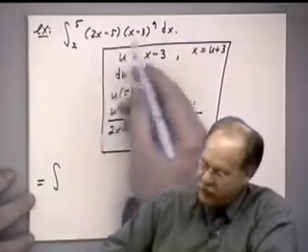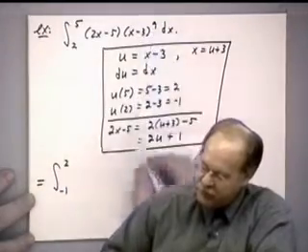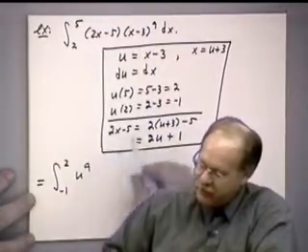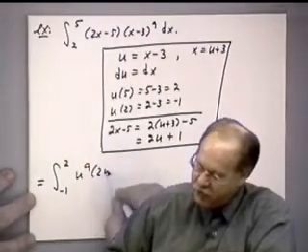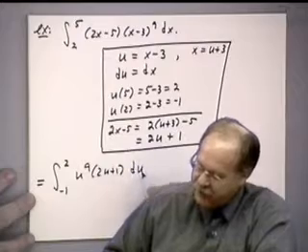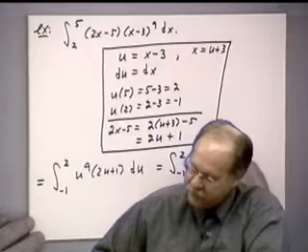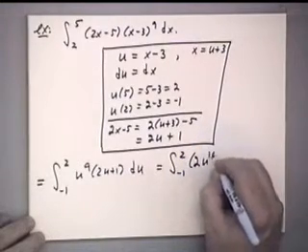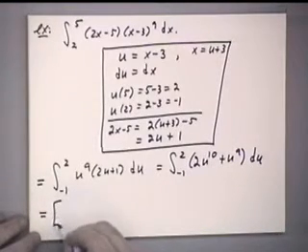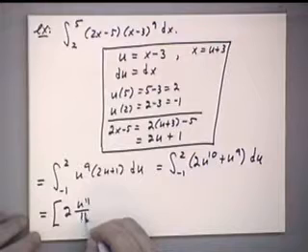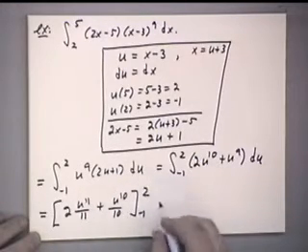And now this original integral becomes the integral from minus 1 to 2. This becomes u to the 9th times du, but the 2x minus 5 becomes 2u plus 1. And then the dx and the du are the same. This is easy because I can just multiply it out, and I have 2u to the 10th plus u to the 9th. Those are just powers, so the integral becomes 2 times u to the 11th over 11 plus u to the 10th over 10, evaluated from minus 1 to 2.